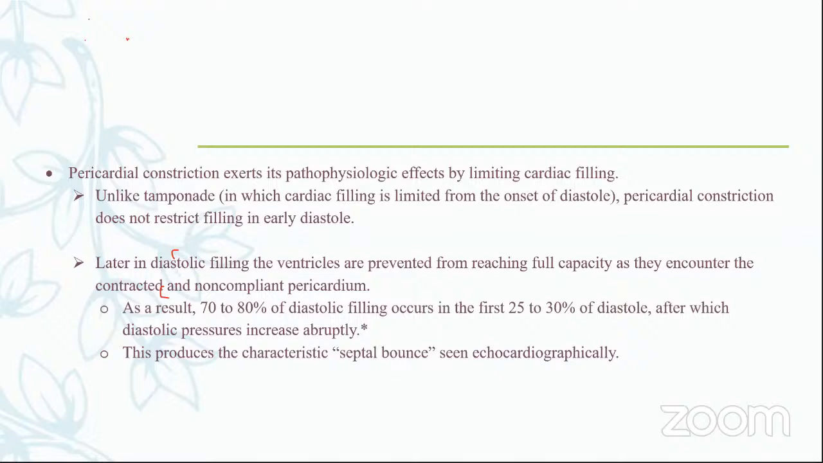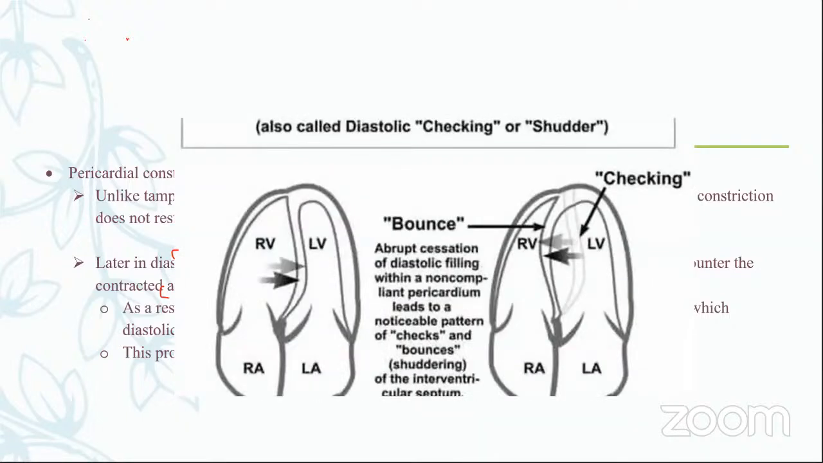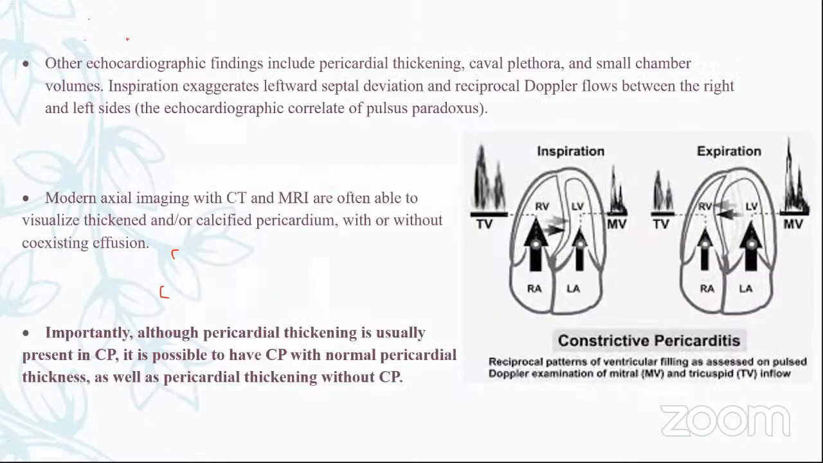Then the ventricular free wall is immobilized, leaving the interventricular septum as the last yielding structure, which is rapidly displaced to the left side, and this produces the characteristic septal bounce seen in echo. This picture demonstrates the septal bounce seen in the echo. The first one is during inspiration, and the second one is during expiration. Other echo findings include pericardial thickening, cava valve breathing variation, and small chamber volumes.